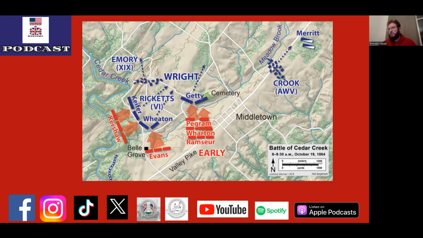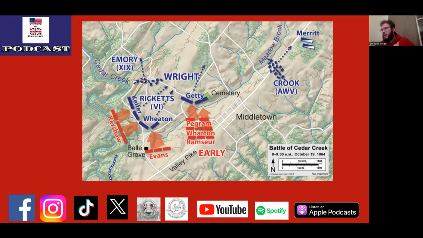Wharton's division plus artillery follow Early down the Northeast Pike, and that's when Ricketts becomes the acting commander of the Sixth Corps. He has men move into position within 20 minutes of the start of the Confederate offensive. They know that the Confederates are coming. Ricketts wanted his men to get ready and everything.